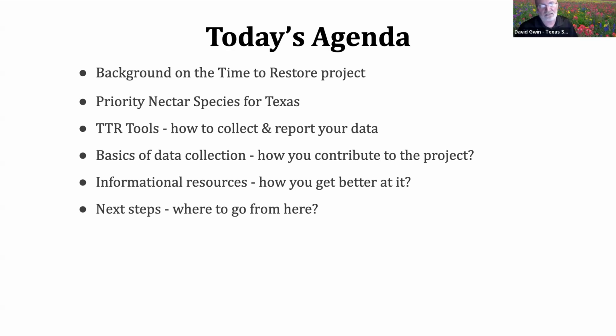So we'll talk a little bit about the background of the Time to Restore project. We'll also be talking a bit about priority nectar species for Texas. I mentioned this is a 4-state effort. Texas has its own unique species that we are tracking for this project because of the size of the state and the number of ecoregions, as well as the diversity of the plants and the pollinators that interact with them. I'll be talking a little bit about the tools we use in Time to Restore, as well as the basics of data collection under this project.